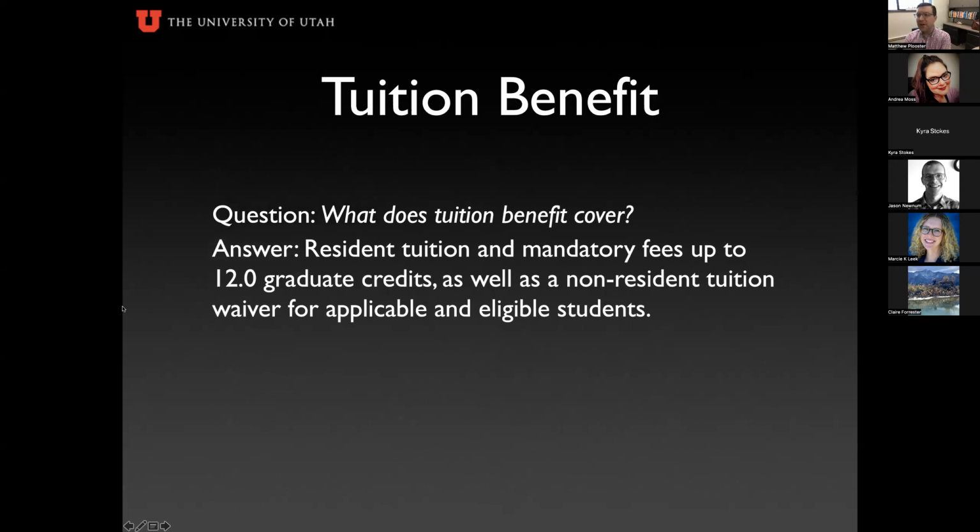What does tuition benefit cover? We cover resident tuition and mandatory fees up to 12.0 graduate credits, as well as non-resident tuition waiver for applicable and eligible students. And we say applicable and eligible, so your non-resident domestic and your international students on tuition benefit do benefit from the non-resident waiver.